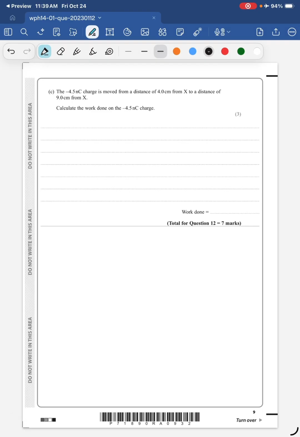Question C. The minus 4.5 nanocoulombs charge is moved from a distance of 4 centimeters from X to a distance of 9 centimeters from X. Calculate the work done on the minus 4.5 charge. Okay.